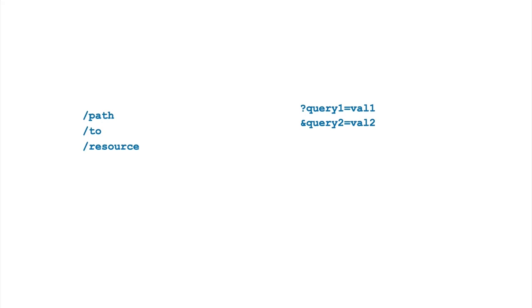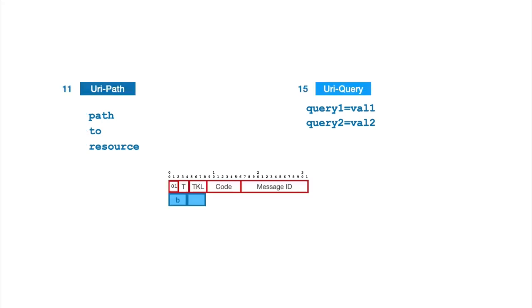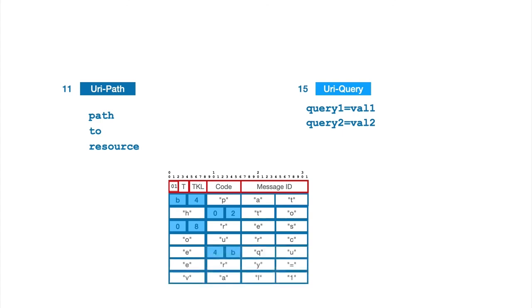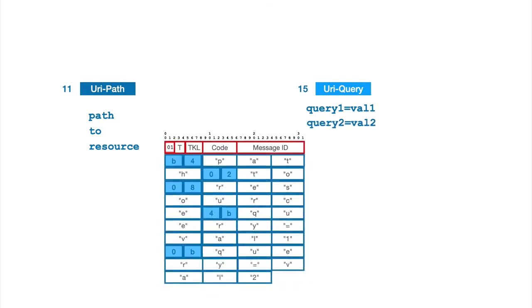Thus, in the example, we will encode the first element with a delta 11 or 0xb in hex, since it's the first, followed by the length and characters. The other path elements have a delta of 0. For query, we proceed in the same way. The delta is 4 for the first since URI query equals 15.